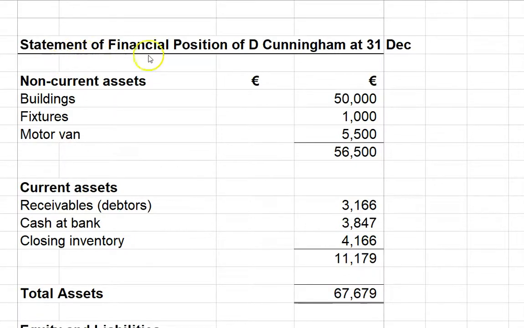So here is the statement of financial position. You always put the title and the year end. There are the non-current assets and the current assets. And remember, closing inventory is always below the trial balance as a note or an adjustment. And the total assets are 67,679.